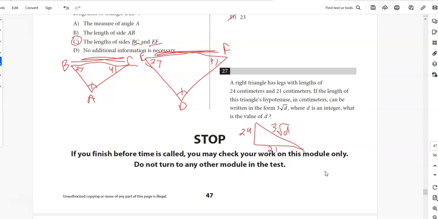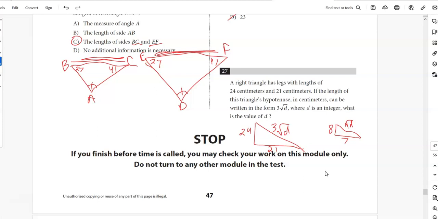Okay, so 3 could divide all of them, I think, if that would help us. This is my first thought. 24 divided by 3 is 8, 21 divided by 3 is 7. The hypotenuse would just be the square root of d. Ooh, that's interesting. But I don't know if we can do that. That's a proportional triangle.